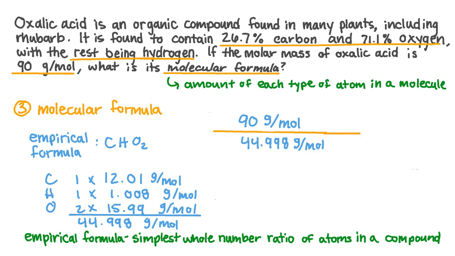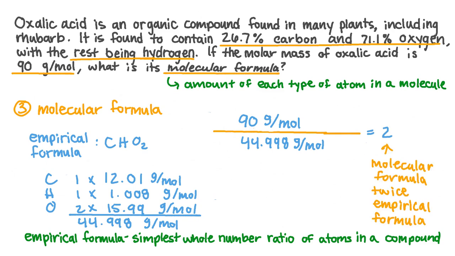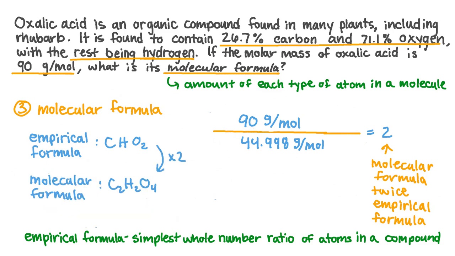So now dividing 90 by 44.998 gives us 2, which means that the molecular formula has twice the mass of the empirical formula. So we can find the molecular formula by multiplying the empirical formula by 2, giving us C2H2O4.